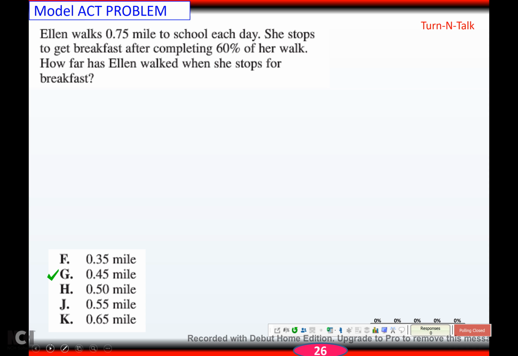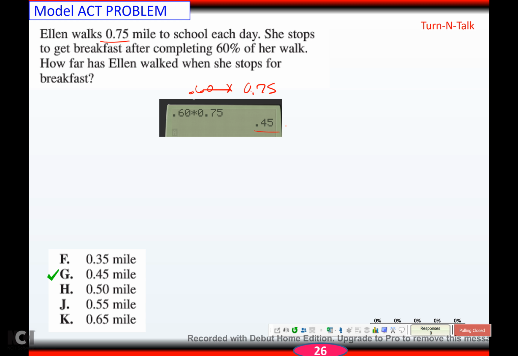Hopefully you got 0.45. It says Ellen walks 0.75 miles to school each day. She stops to get breakfast after completing 60% of her walk. So they're saying take 60% of her walk, which is 0.75 miles. So when I multiply that in, I get 0.45.